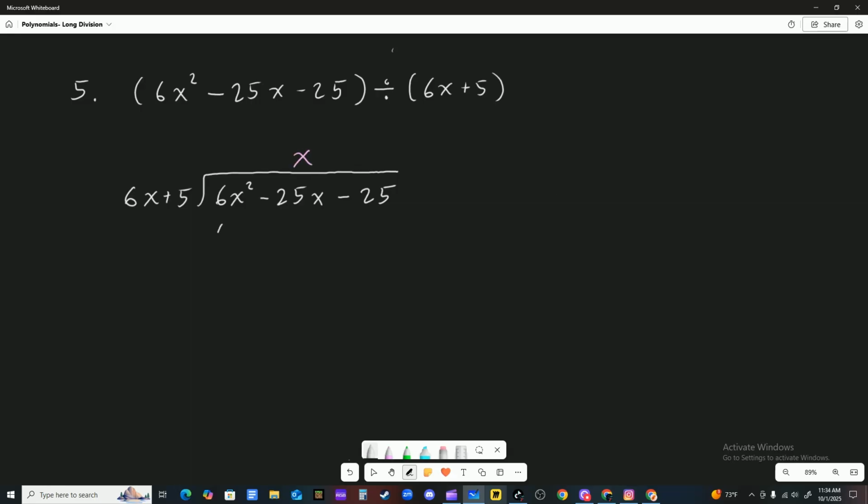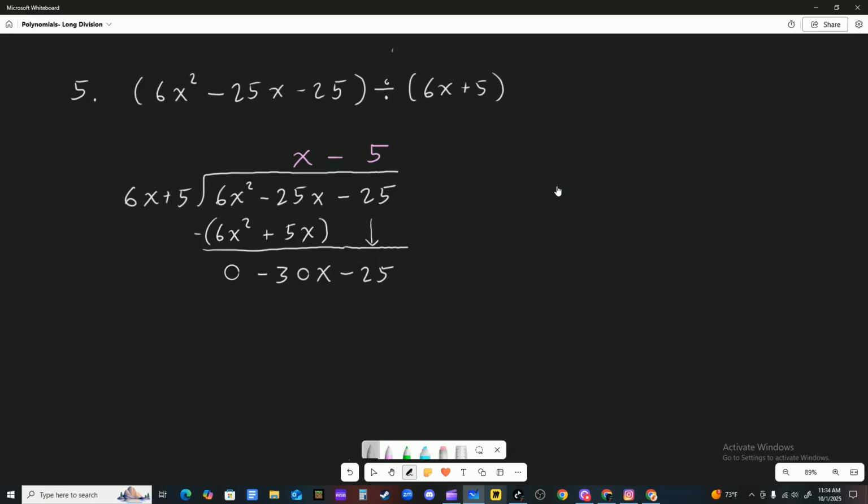So this gives me 6x squared plus 5x. I subtract the whole thing, right? Yes. And I get 6x squared minus 6x squared, 0. Negative 25x minus 5x is negative 30x. I drop down the negative 25 like that. And I can extend this further. So now I need to get rid of the negative 30x, which means I have to multiply by a negative 5.